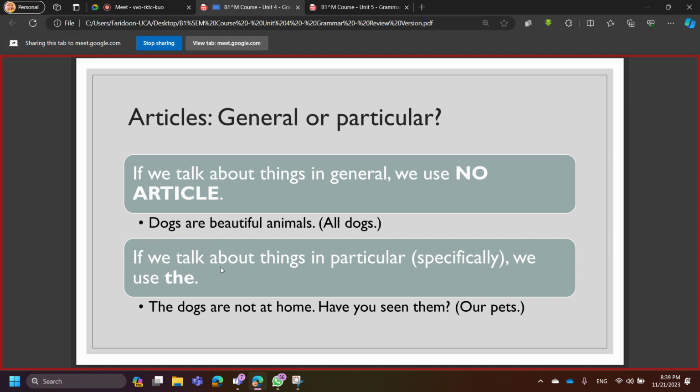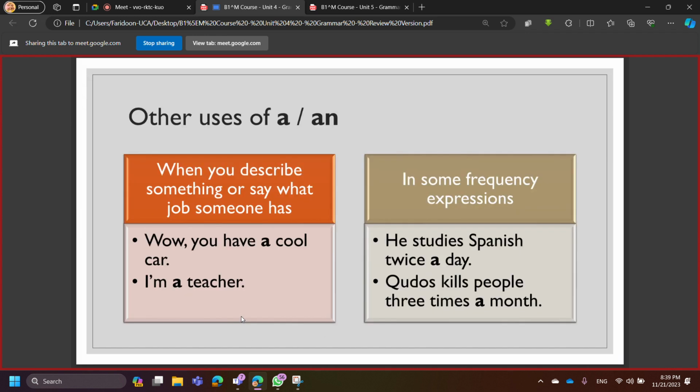But if we talk about things in particular, meaning specifically, we use the. For instance, the dogs are not at home. Have you seen them? Like we have some dogs at home, our pets. I come home from work and I ask you, hey, have you seen the dogs? They're not at home. The dogs. When I say the dogs, I mean our pets. I'm not talking about others. Of course, in the world there are a lot of dogs, but I'm talking about the dogs that we have at home. So that's why we say the dogs. So this one is particular.